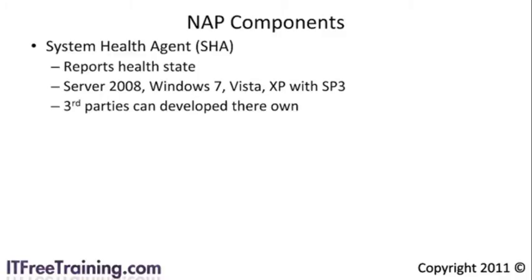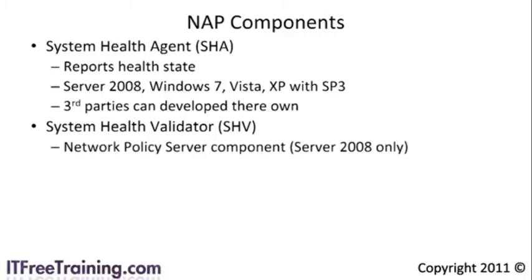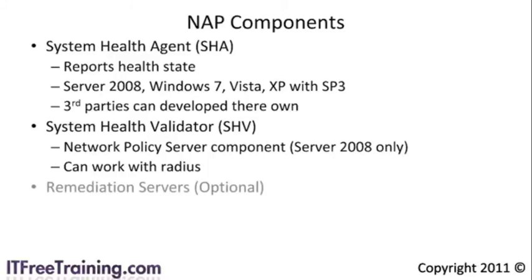Once the client has provided a health statement, this is passed on to a System Health Validator, or SHV. The SHV is part of the Network Policy Server component and must be installed on Windows Server 2008. With the SHV, you can also get it to work with RADIUS. This is useful, for example, if you want to use 802.1X. The last part of NAP deployment is remediation servers. These are optional on your network, but if you did install them, they would provide things like updates to antivirus and Windows updates through services such as WSUS.